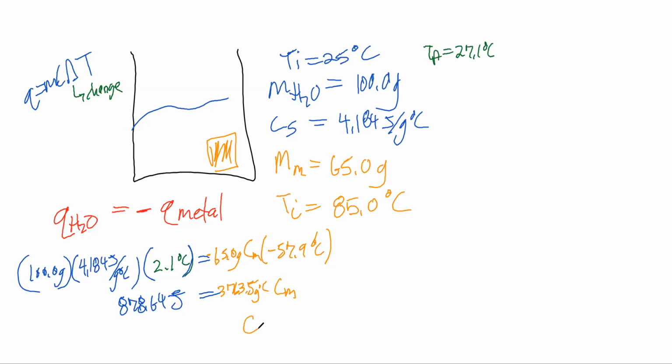So if we want to find our C times M, we just need to take 878.64 divided by 3,763. And we get 0.2335 joules per gram degrees Celsius. And so that's how we found our specific heat capacity.